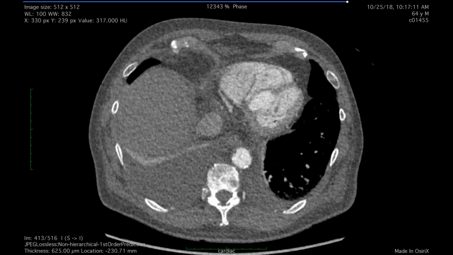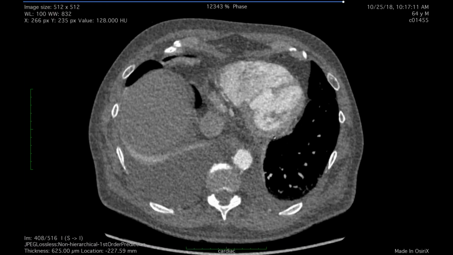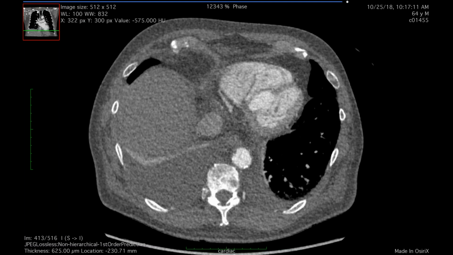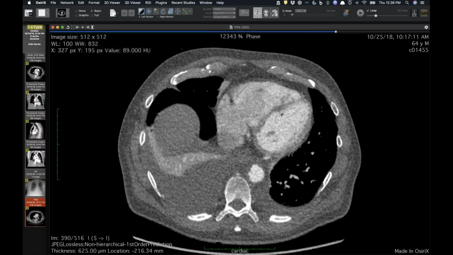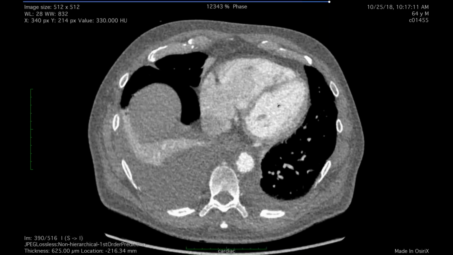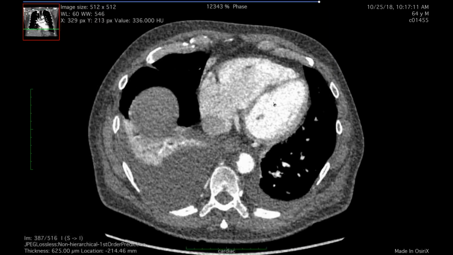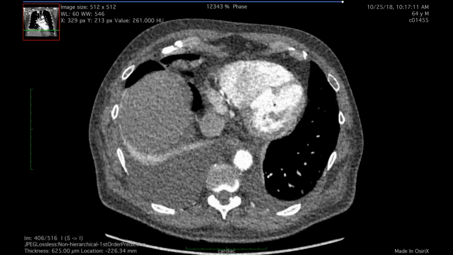Unfortunately, I don't have any pre-imaging to see what it looked like when he presented with his MI a month ago. Travis, do you think there's hypoattenuation of that septum, or is it just artifact? I think it's right in here. I think it probably is. Probably where his infarct was. Yeah, that's necrotic. Definitely necrotic.